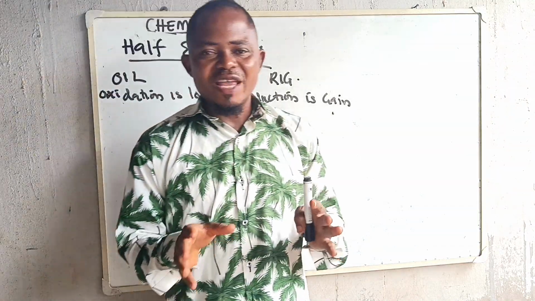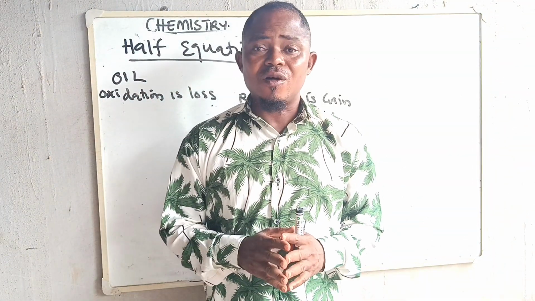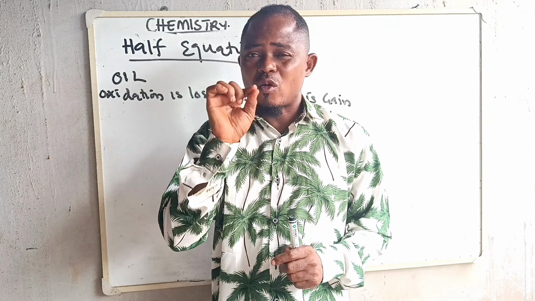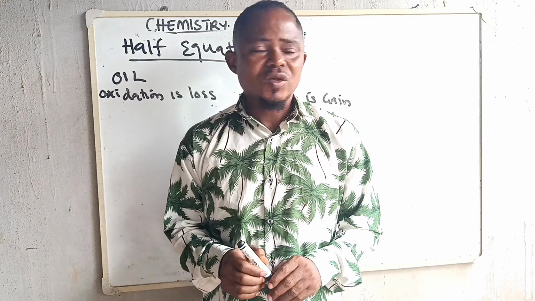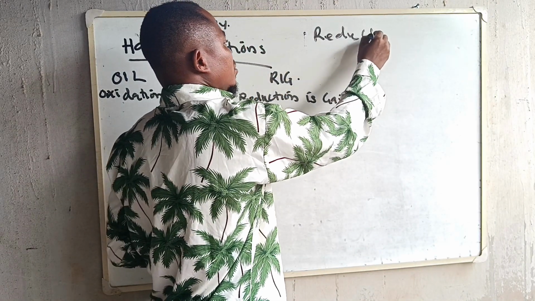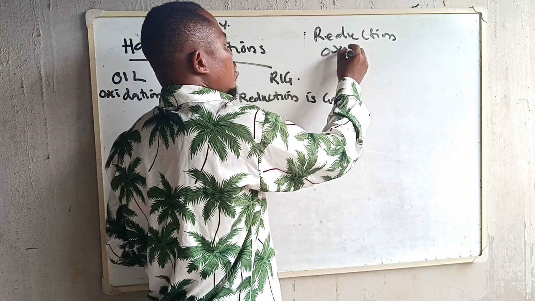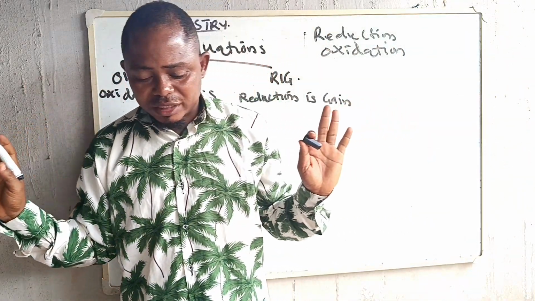Are half equations confusing you? Let's break it down. First of all, they are called half equations because they represent one part of a redox reaction, either the part that gains or the part that loses electrons. So simply, half equations represent either reduction or oxidation. That's what it is all about.